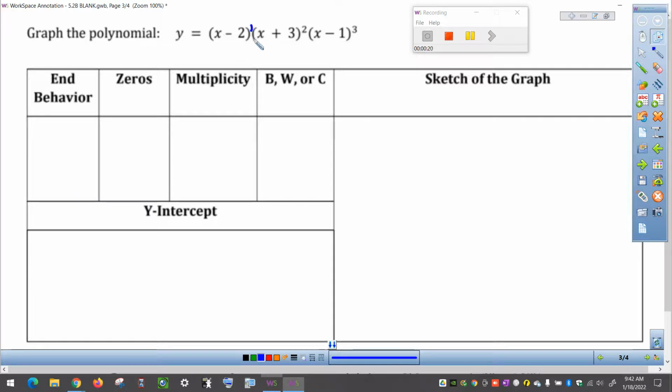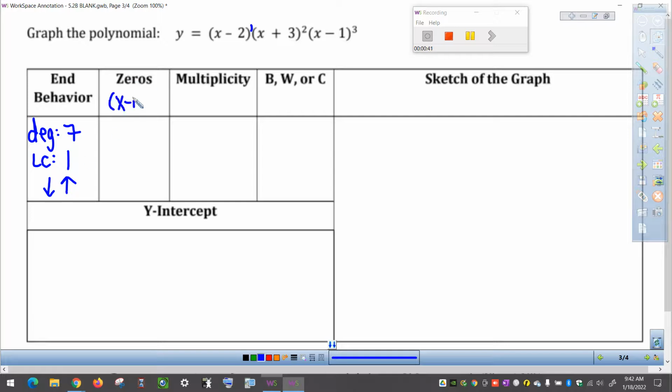Because this is in factored form, I can see that I need to add the exponents to get my degree. So here I can see that my degree is odd. And I don't see anything out in the very front, so for my leading coefficient, I'm assuming that it's a positive 1. And so that's going to be in the category of end behavior down, up.